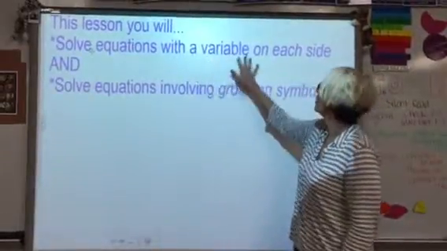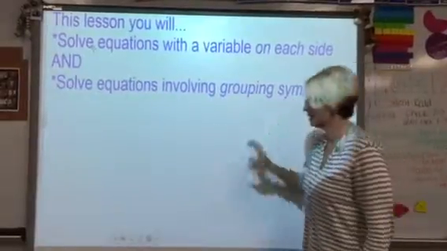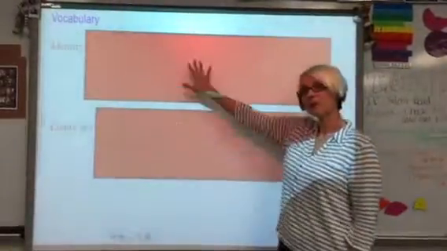In this lesson, you will solve equations with the variable on each side, and you'll solve equations involving grouping symbols. So we have a couple vocabulary today.